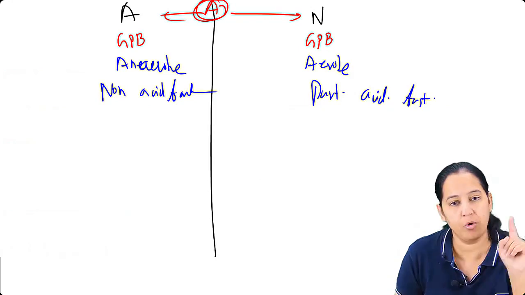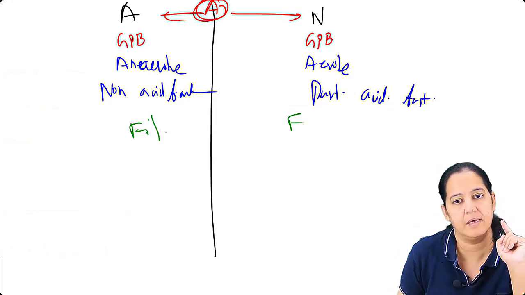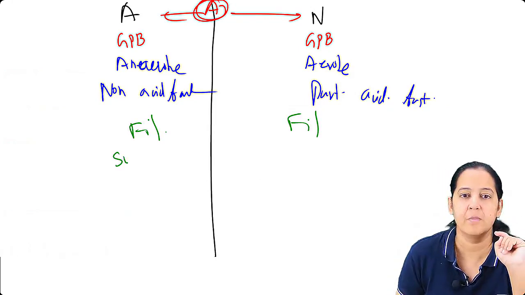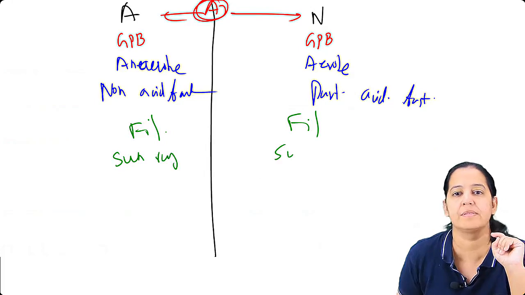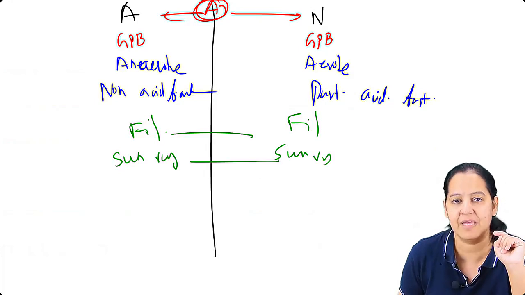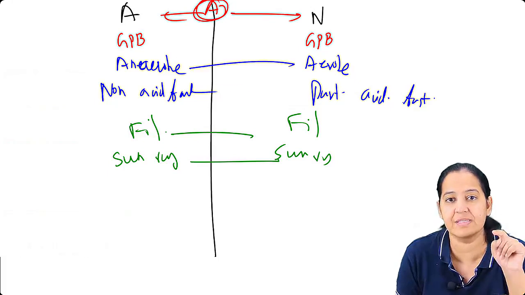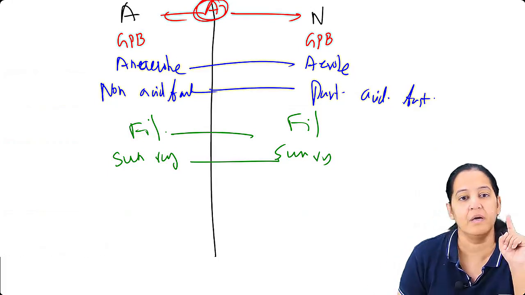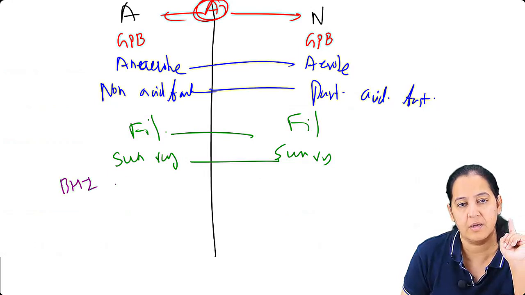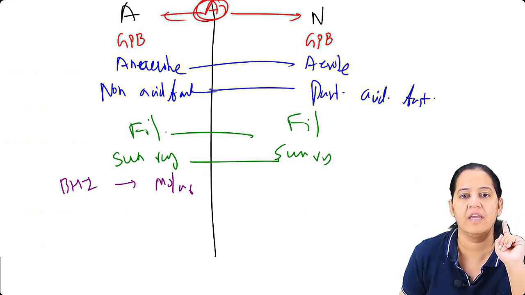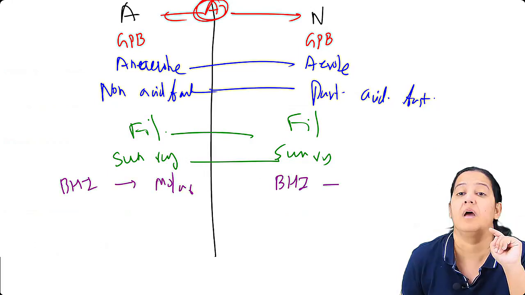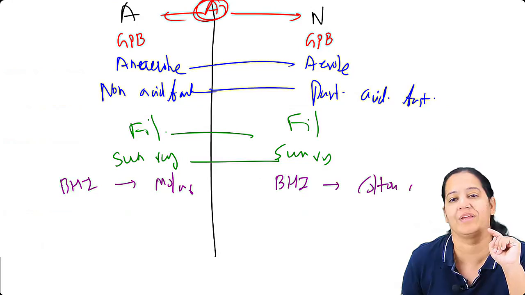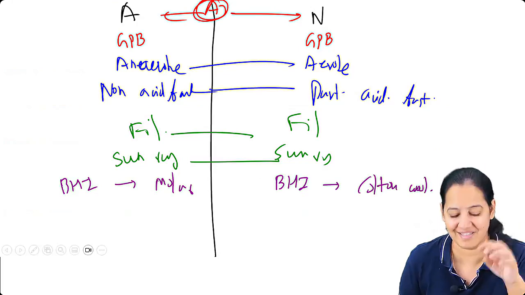Both of them are filamentous. Both of them are like fungus. Both of them have a sun ray appearance. So these are the same things, and these are the differences you have to see. Who will tell me the culture media? It is brain heart infusion having molar colony. Here also brain heart infusion having cotton wool colony.